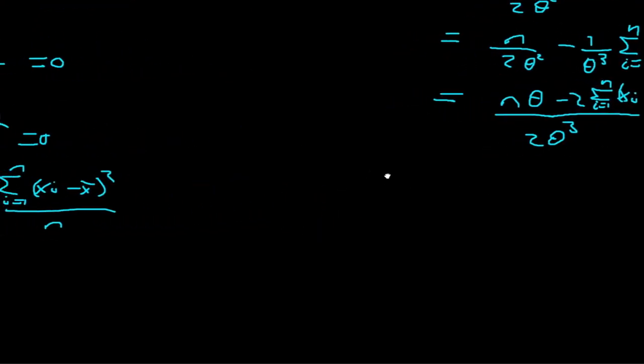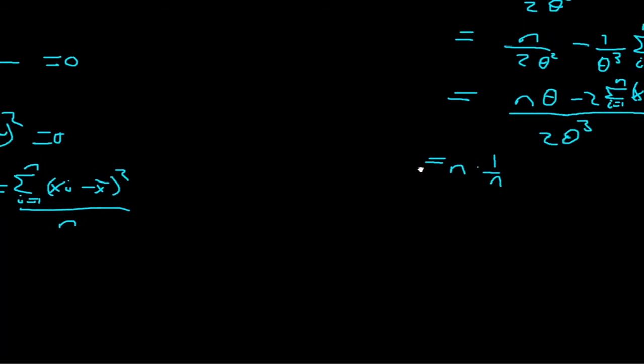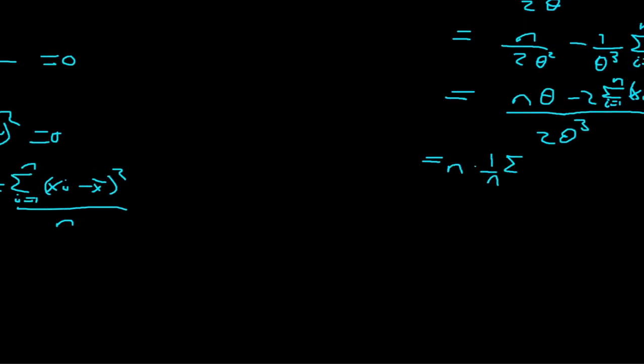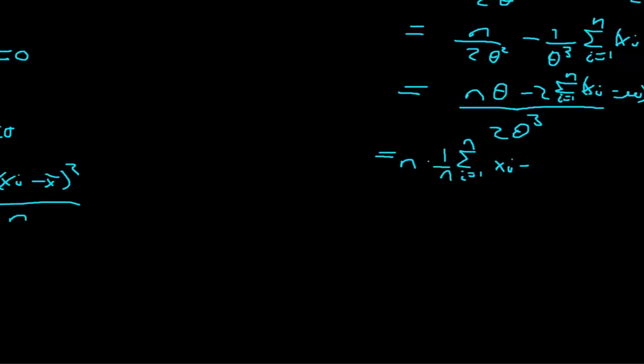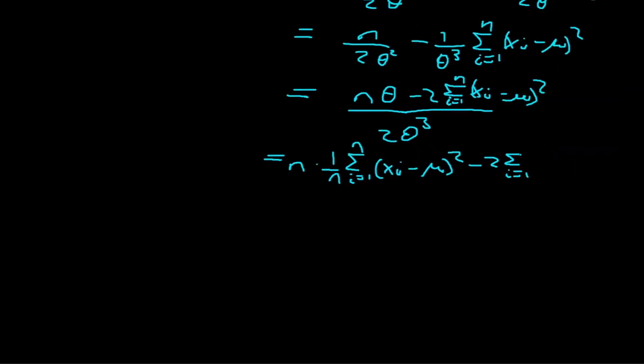So if we just do that right here, that will give us, and I'm just going to do it for only this part, 1 divided by n times the sum from i equals 1 till n of xi minus the sample mean, and I will just let this be mu, so it will be easier. And then I just rewrite the rest of the equation.